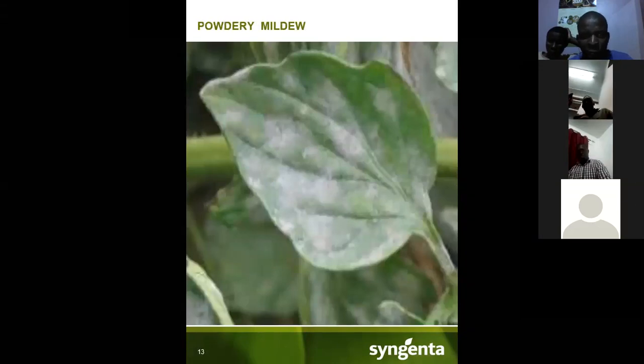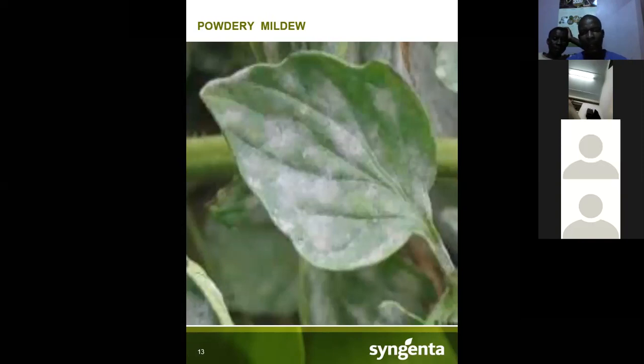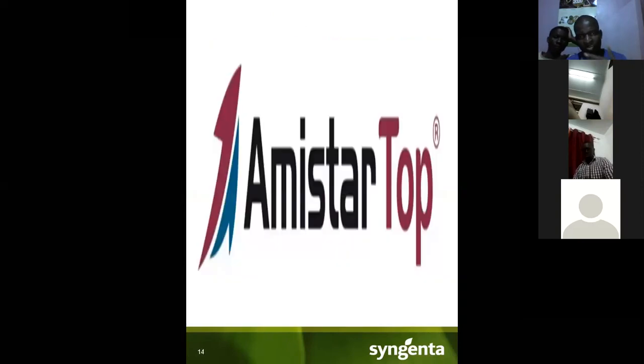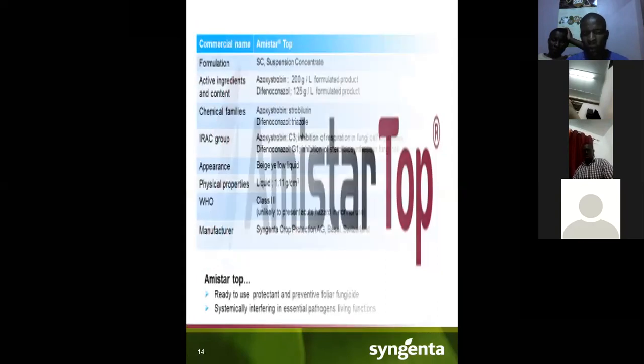Then we've got also what we call powdery mildew. So powdery mildew, just like the name itself, the leaf will have some white stuff, which looks like powder. It also affects plant growth. So if you've got such diseases, then Amistar Top is a solution for your problem.